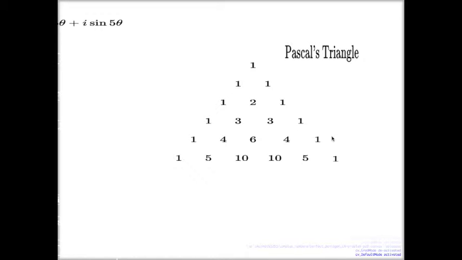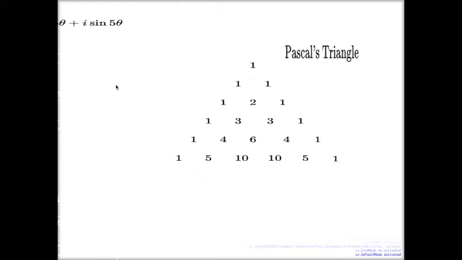It's a step-by-step construction. Every next level is made of numbers which are the sum of two numbers above it. Look at this. 4 is the sum of 3 and 1. 6 is the sum of 3 and 3. 10 is the sum of 4 and 6. This 10 is the sum of 6 and 4. This 5 is the sum of 4 and 1. And this level is exactly the coefficients of the expansion for the power 5.